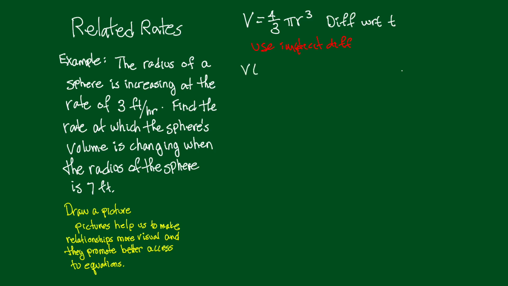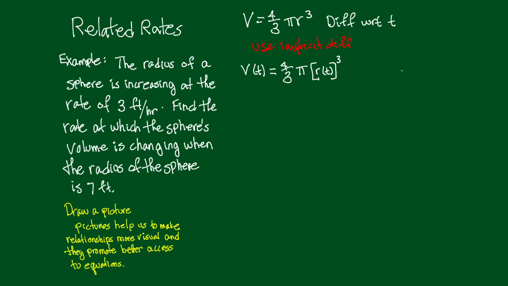Now V is really a function of t, because as time changes, the volume changes. So this is equal to 4/3 pi r cubed. But r, well, r is a function of t. So I'm going to write this. R is a function of t, cubed. All right, so what I've got here is that V equals 4/3 pi r cubed, but I'm writing it more directly as that V, the volume depends on time, and the radius depends on time.